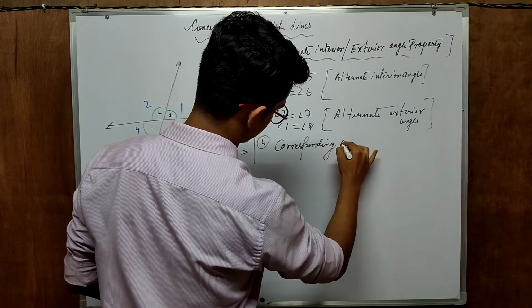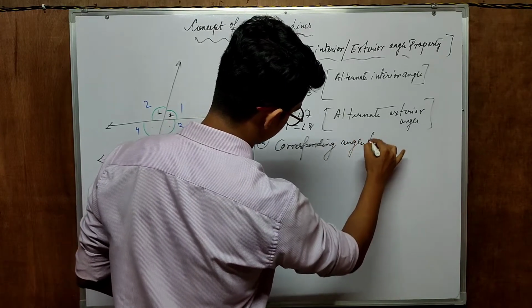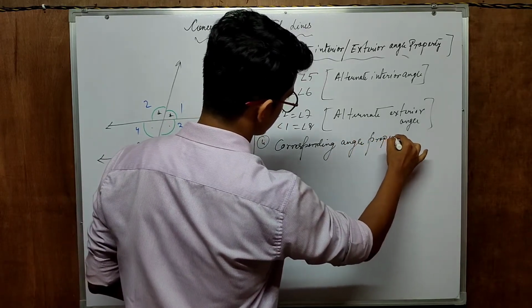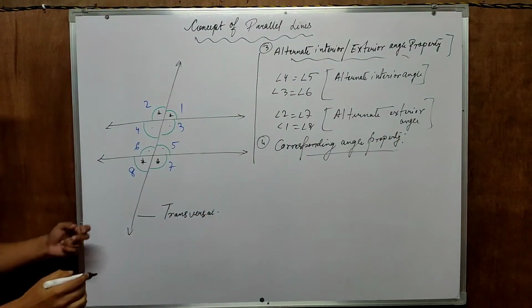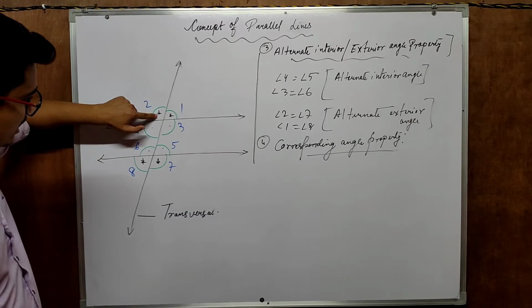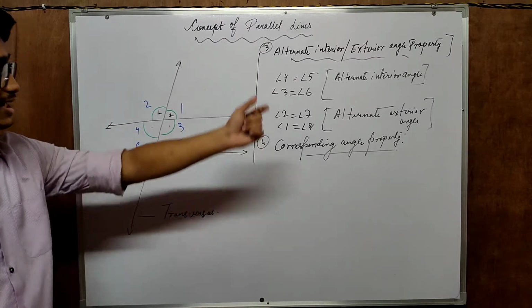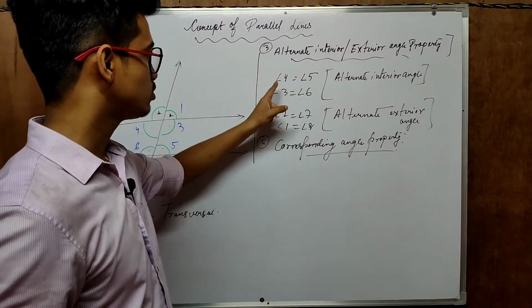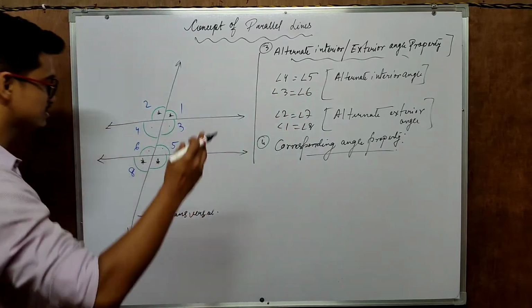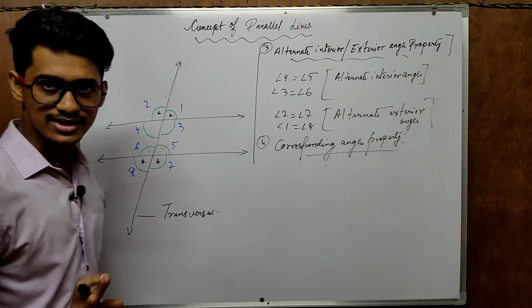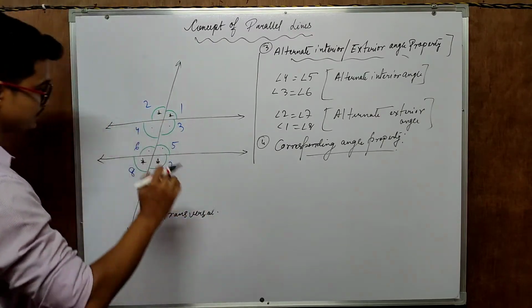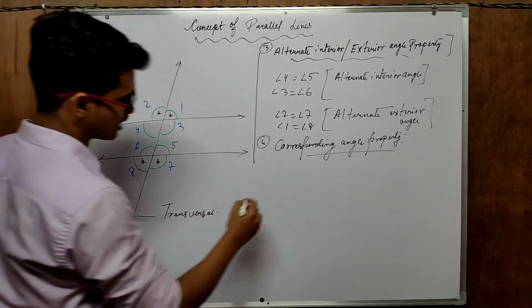Fourth property is the corresponding angle property. So what is that basically? Now see, in alternate angles, which angle is equal to which angle? Angle 4 equal to angle 5. Let's just straight jump into angle 4 equal to angle 5. So now see, angle 4 is equal to angle 5.